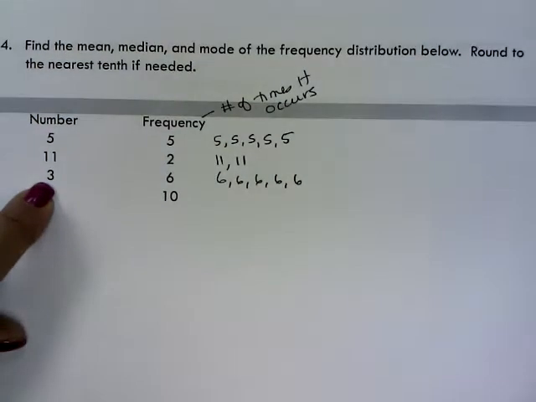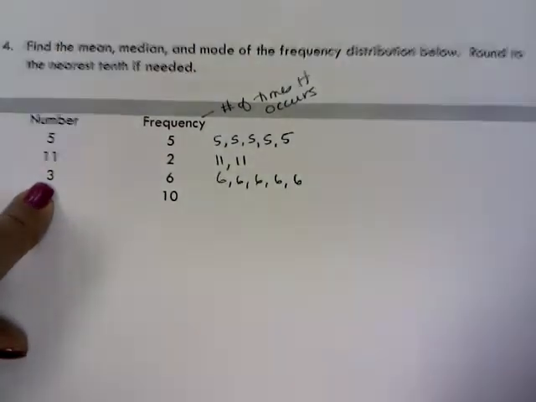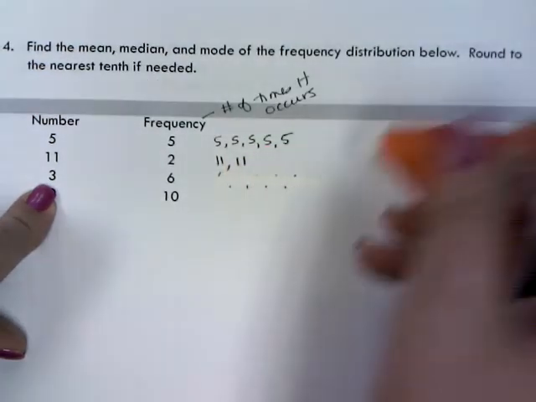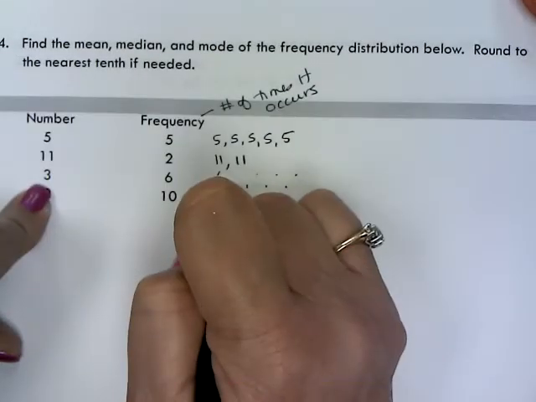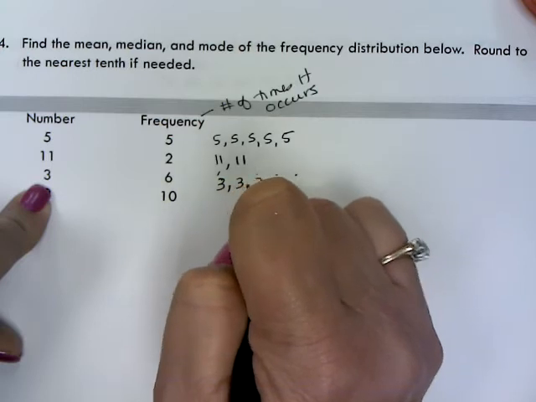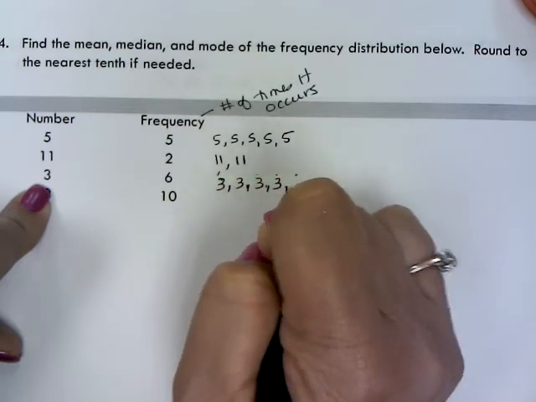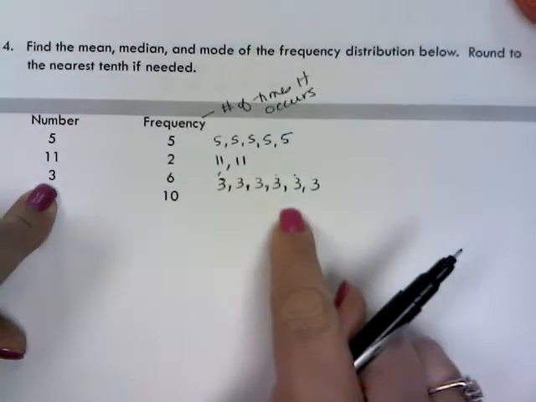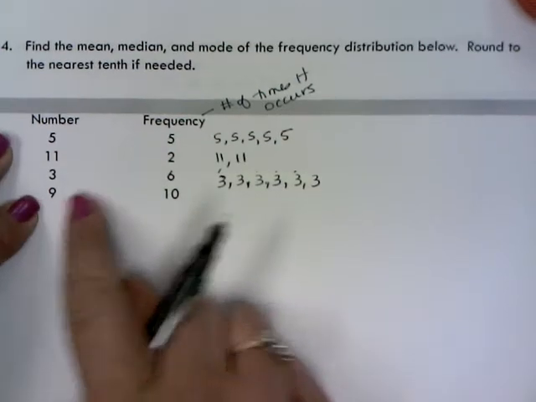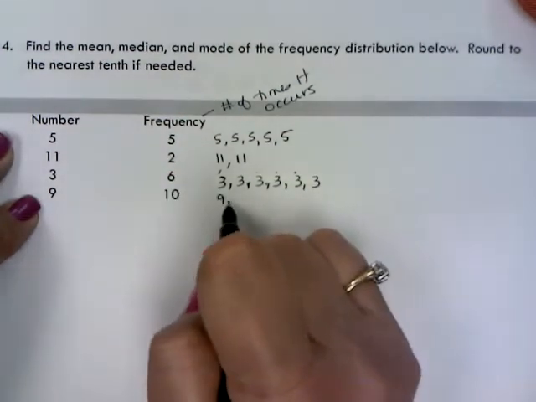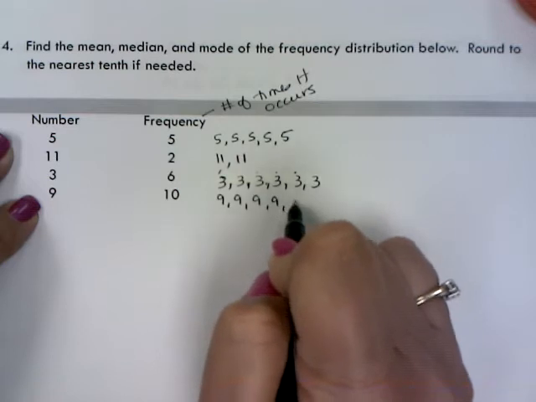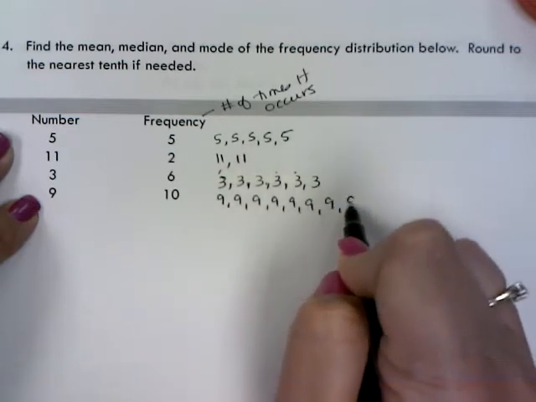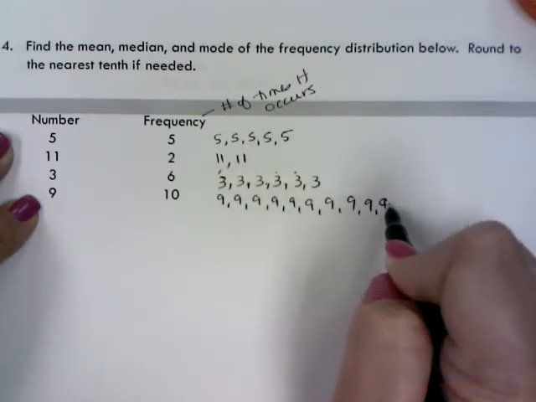The number 3. Sorry about that. Wrote the 6 instead of the 3. Let's take a quick white out. There we go. So it's 3, 3, 3. The number 3 is repeated 6 times. Sorry about that. The number 9 is repeated 10 times. So 1, 2, 3, 4, 5, 6, 7, 8, 9, 10.